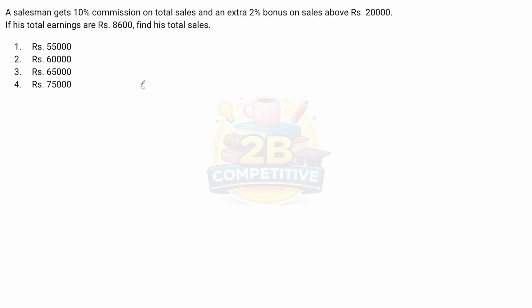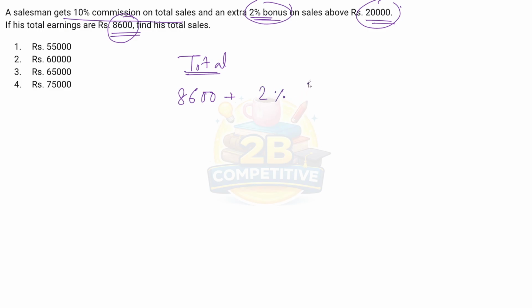Next, a salesman gets 10% commission on total sales and an extra 2% bonus on sales above 20,000. So if his total earning is 8600, find his total sales. Okay. So his total commission is 8600 plus 2% bonus on above 20,000. So 2% of 20,000, what? 20,000 is 100%. 10% is 2,000. So 1% is 200. So 2% is 400. So 8600 plus 400, that will be 9,000.